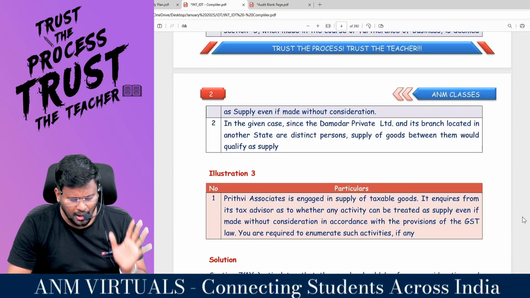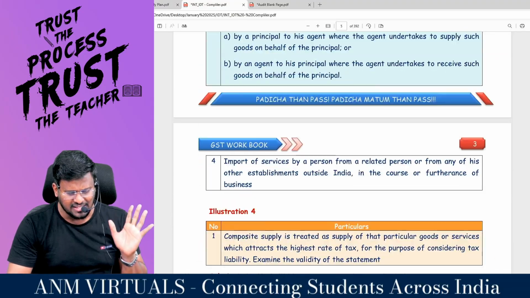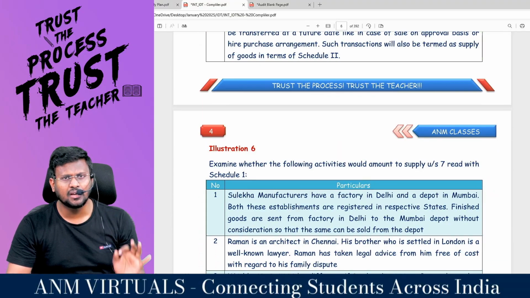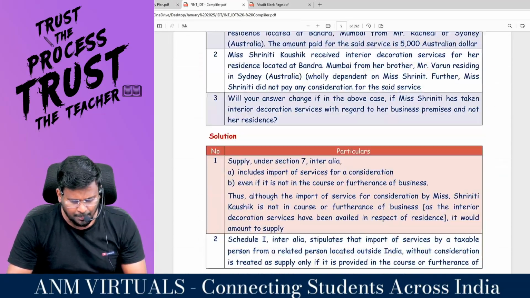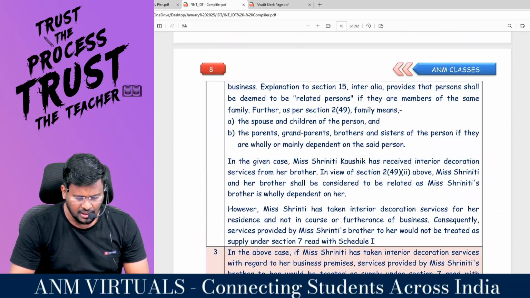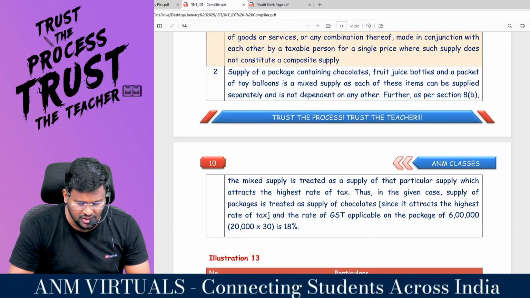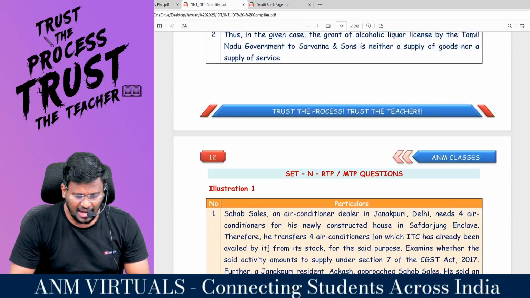Illustration number 2, answer. Illustration number 3, answer. Illustration number 4, answer. Illustration number 5, answer. 6, answer, like that. If you take the supply chapter, my dear lovable students, all the ICA illustrations have been aggregated in one place, sir.